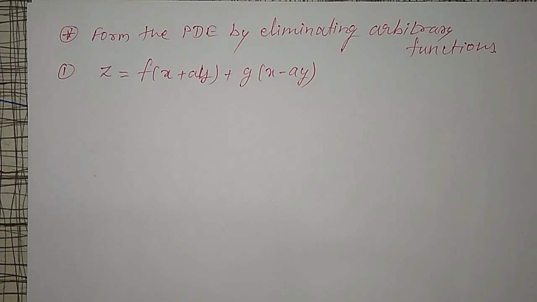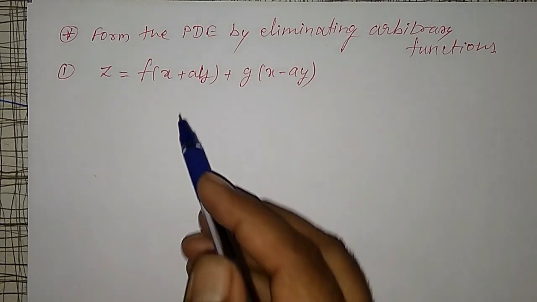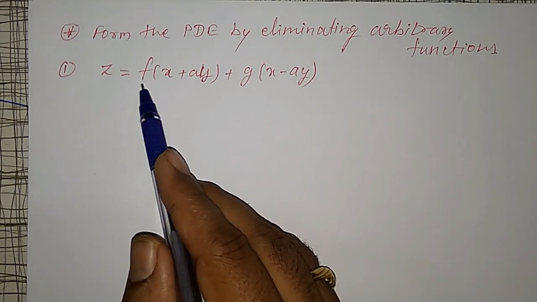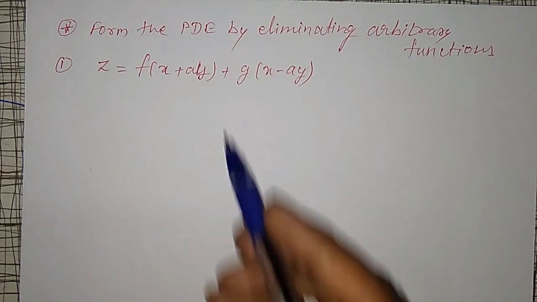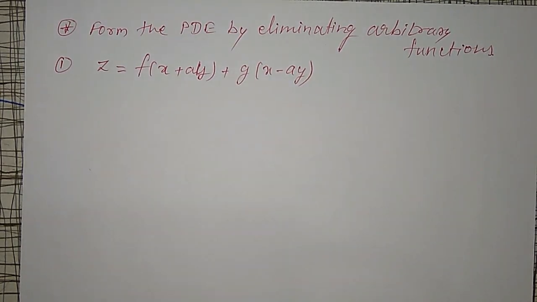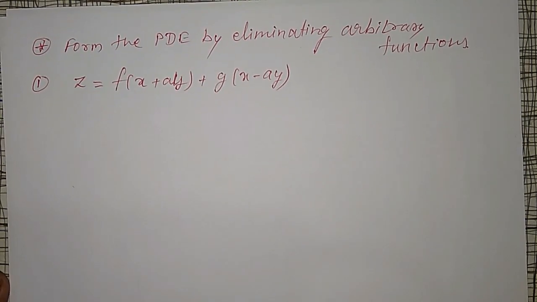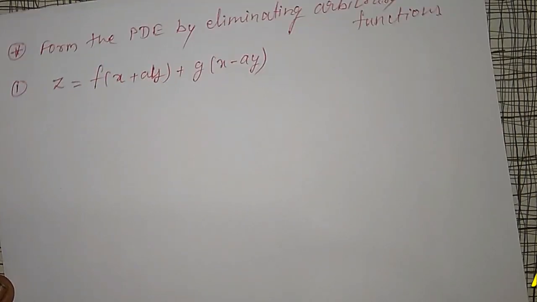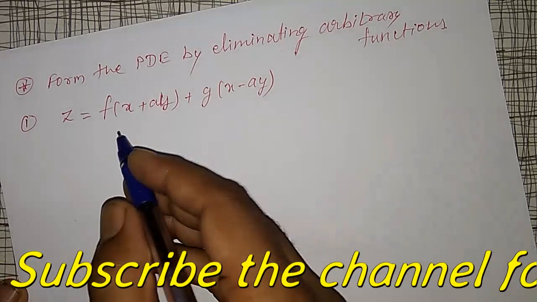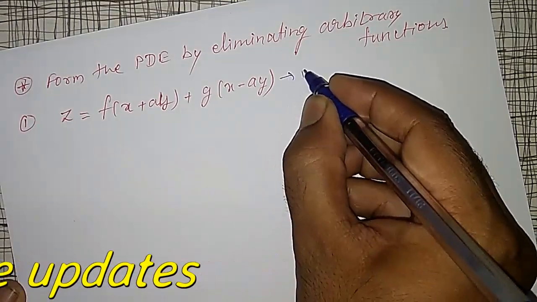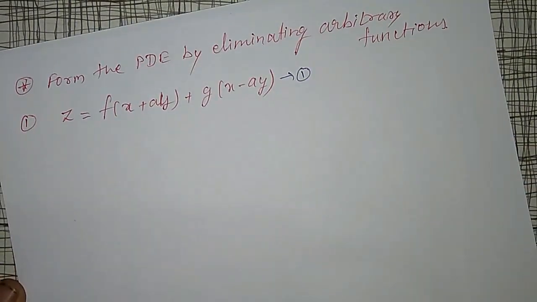In the previous two videos we have discussed formation of PDE by eliminating arbitrary function. A single function was there, but here two functions are there, f and g. Therefore the PDE will be of the second order. That's why we will differentiate this given equation partially with respect to x and y. All the first five partial derivatives we will find out.